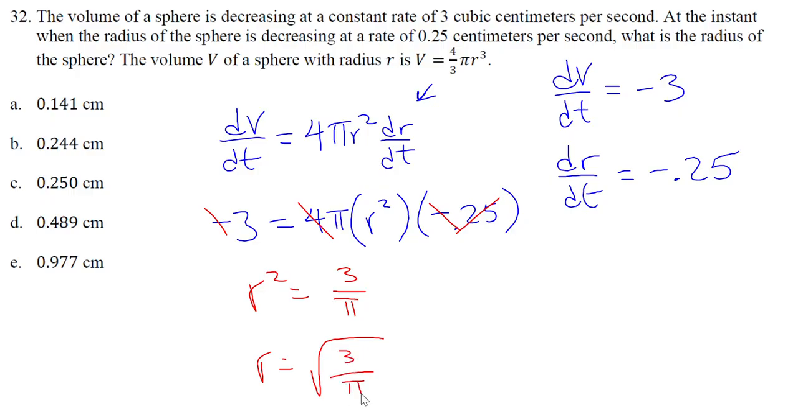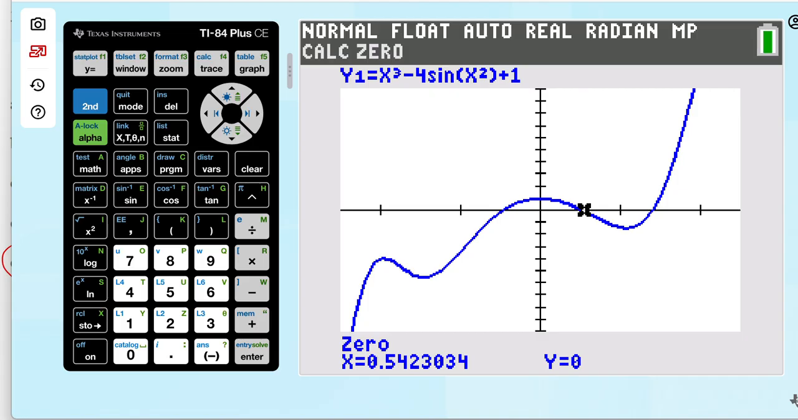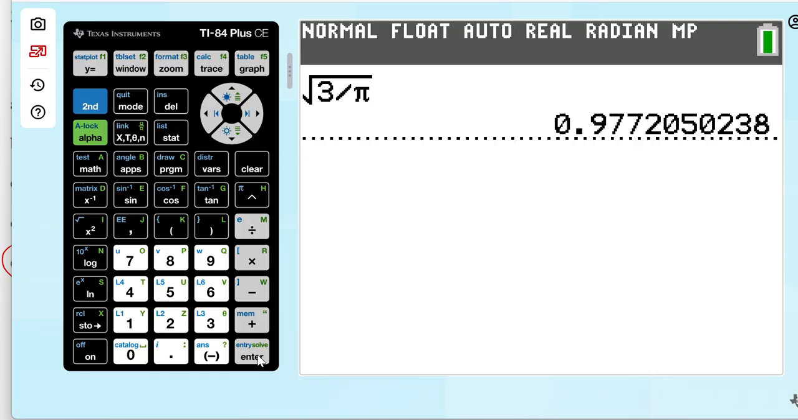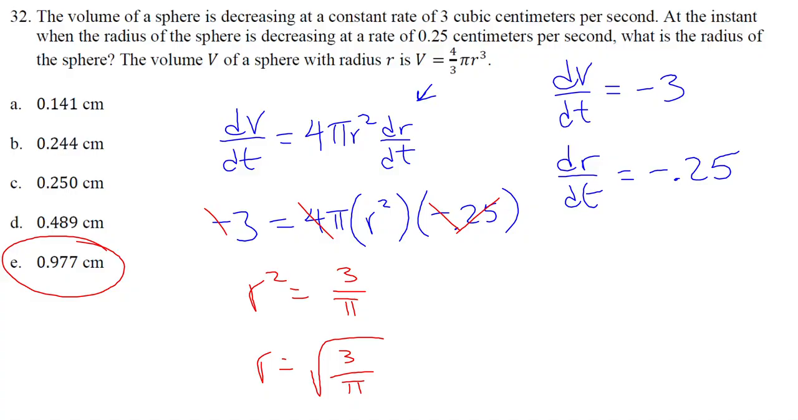Now we could probably just take a pretty good guess that that's going to be 0.977 here, because 3 over pi is just barely less than 1, and if we square root something just barely less than 1, we should get something really close to 1. But we'll just confirm it here. We go back to our graphing calculator, right? If we do the square root of 3 over pi, we can see that we do get 0.97720500238, which rounds to 0.977.